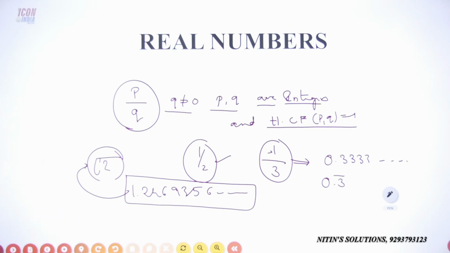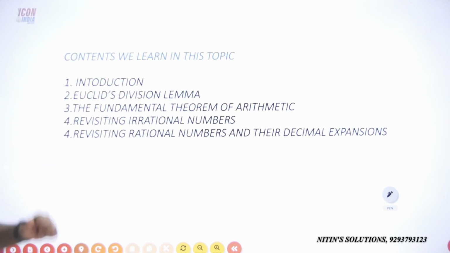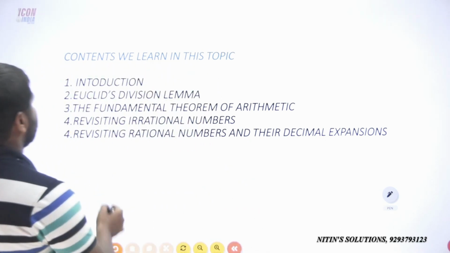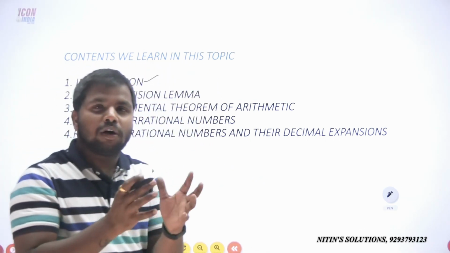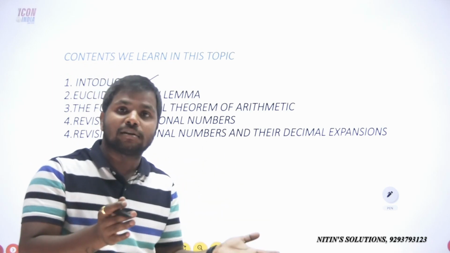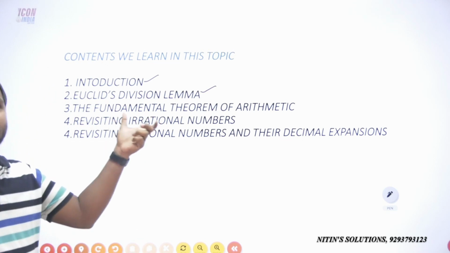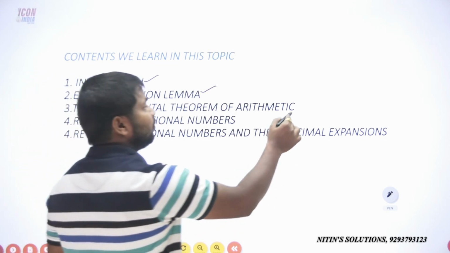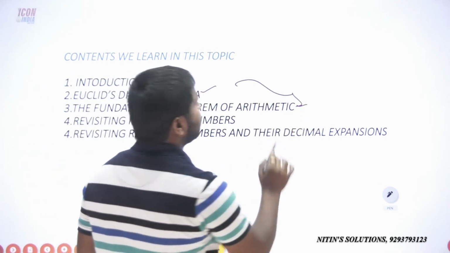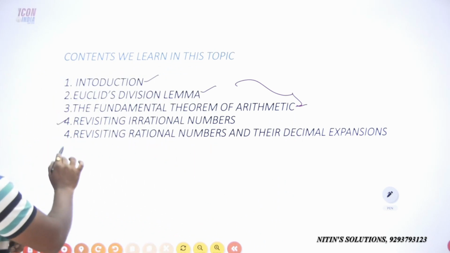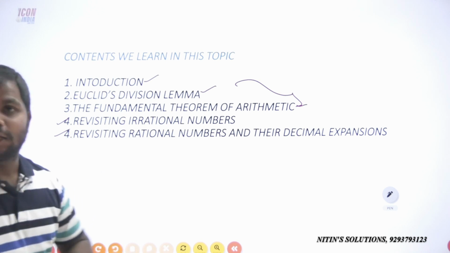Now let's move to the next topic. What are the topics we are going to learn in this chapter, real numbers? We learn the introduction, which is a small introduction from class 9 to class 10, and after that Euclid's division lemma, which is a very important topic in class 10, and the fundamental theorem of arithmetic. These two are very important topics in class 10. After that, revising irrational numbers, rational numbers and the decimal expansion.